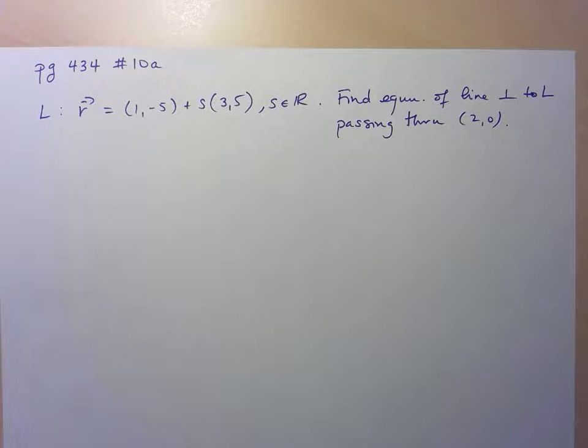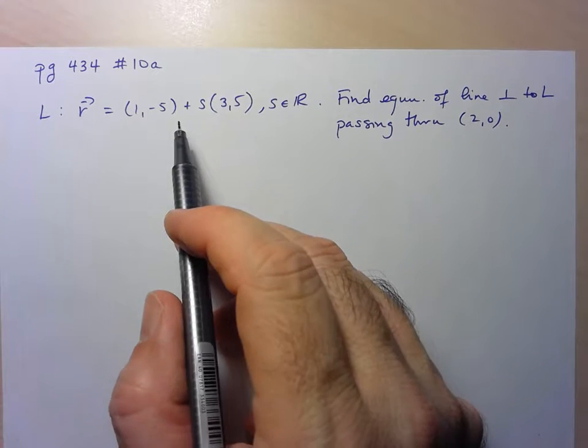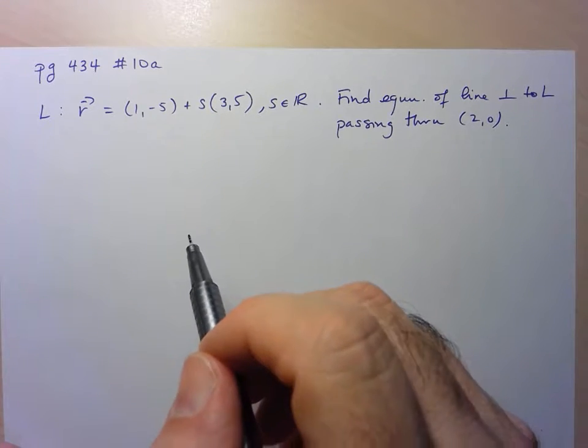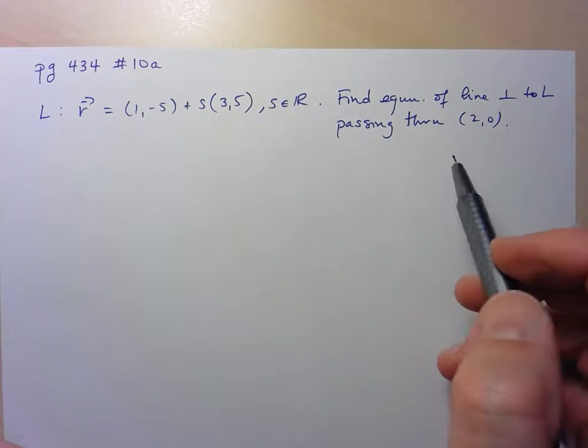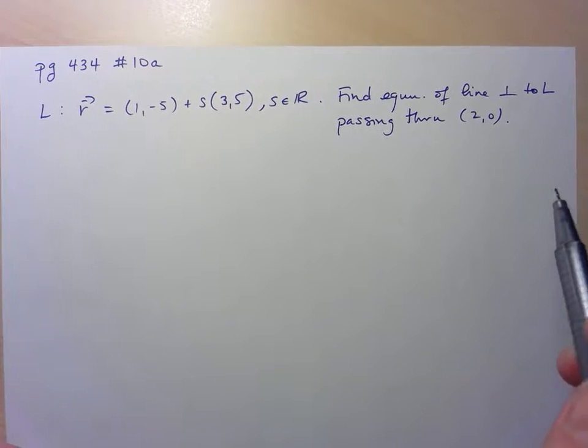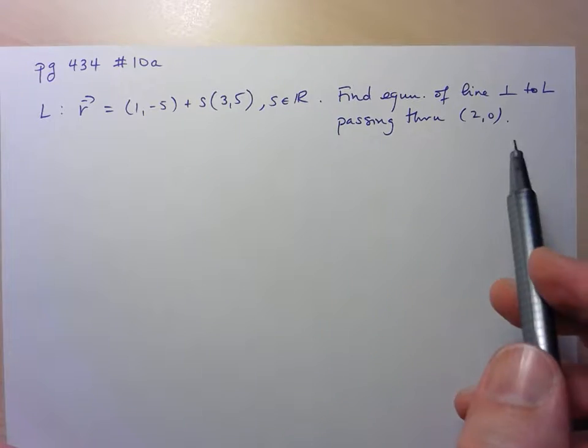Hi folks, we're going to take a look at 10a from page 434. Here they give us the equation of a line and the vector equation of this line, and they want us to find another line which is perpendicular to the given one and passes through the point (2, 0). They've given us half of the information we need.